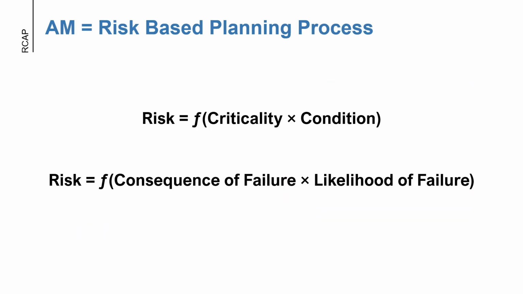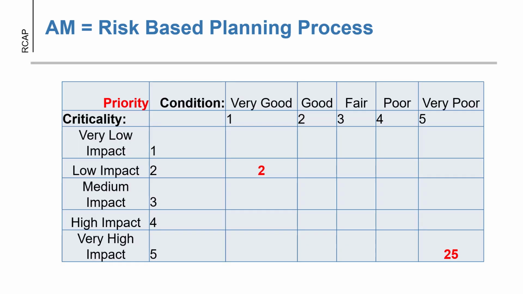To help ease our understanding of asset management, we like to look at it as a function of criticality and condition, or a function of consequence of failure times the likelihood of failure. It can be helpful to present this information numerically so that you can rank your different assets and prioritize projects. In this example, we have one asset that is in very good condition and would have a low impact on the system if it were to fail, and another asset that would have a very high impact on the system if it fails and is in very poor condition, resulting in a much higher score. This helps systems to prioritize repairs and replacements.